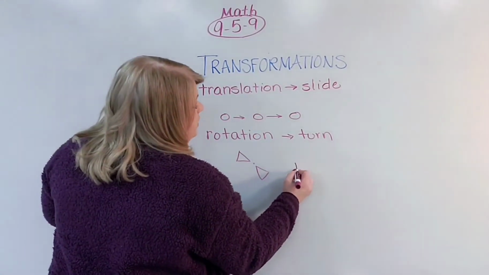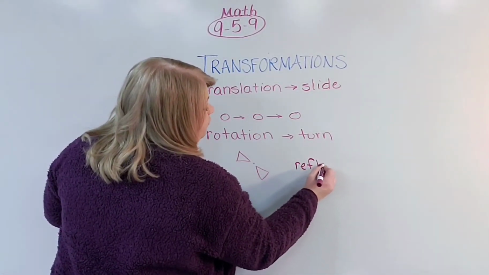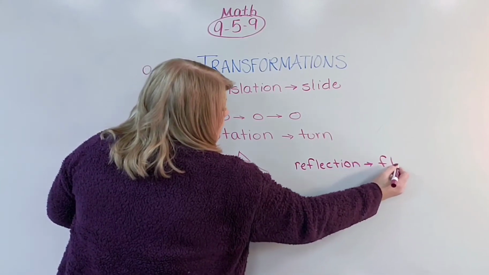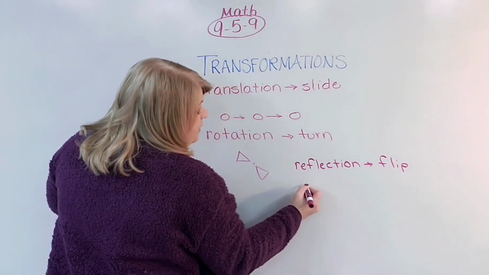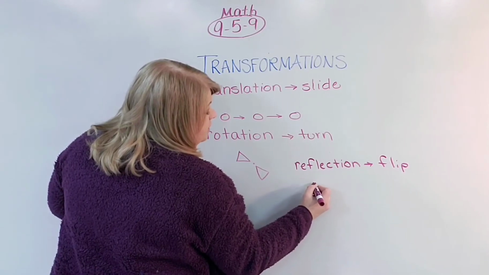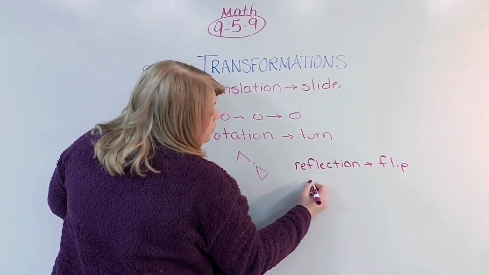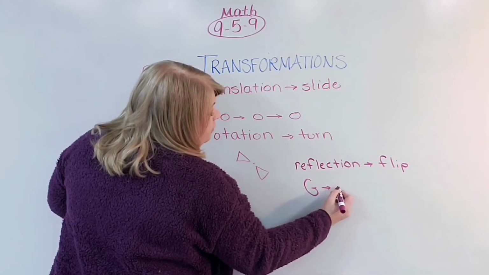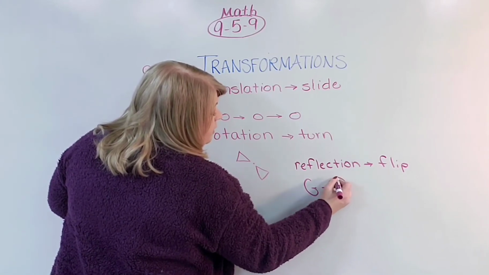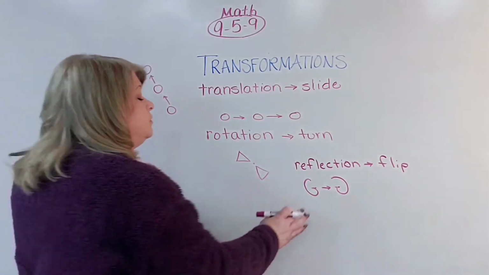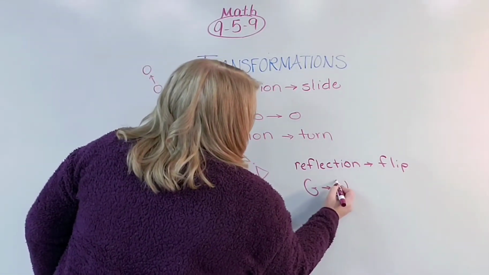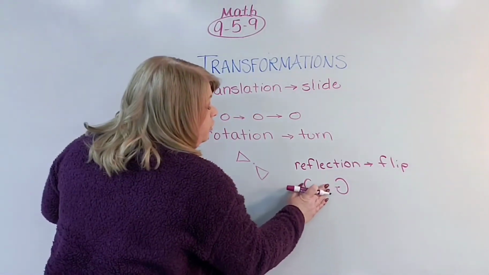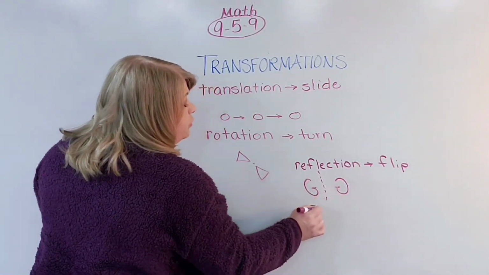The third one is called a reflection, which is also known as a flip. So that would be like if I had the letter G, okay? And I'm going to make a reflection, then it would be backwards. Those are kind of close there. It's just like if you're looking in a mirror and they go over, usually it goes over a dotted line.